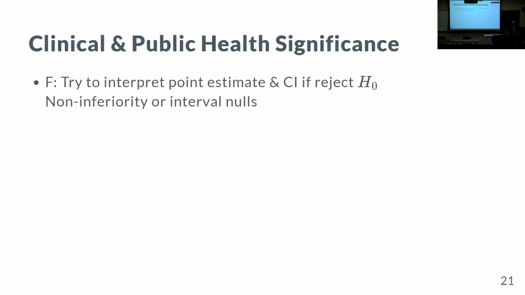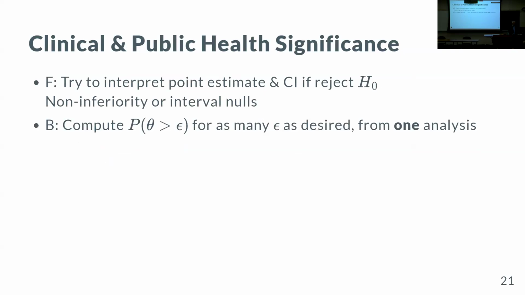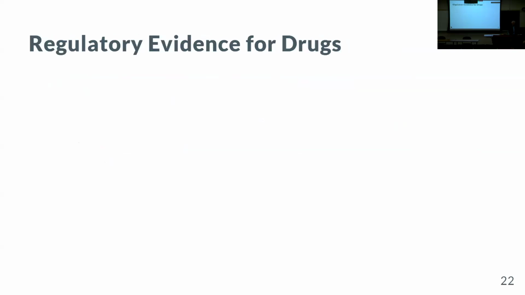What about clinical and public health significance? With Bayes, you just compute the probability that theta is greater than epsilon for all possible epsilon. Every reader will have a different epsilon that they're interested in. Just give it all to them.